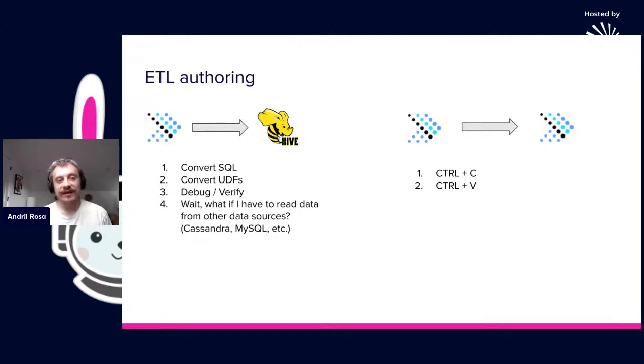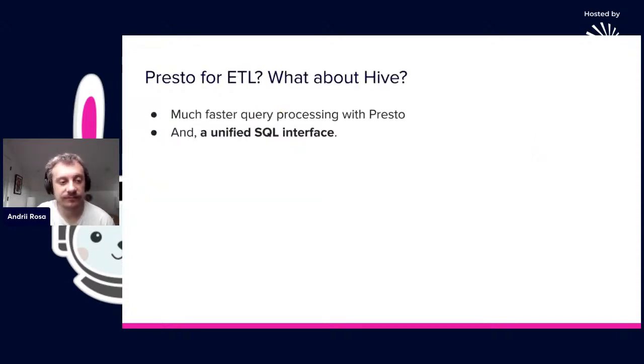So the solution of running the scheduled batch jobs in Presto came out pretty naturally, because the only thing you need to do is copy your interactive query, paste it into a batch scheduling tool, and you're pretty much done. So basically the second, not less important reason for running ETL in Presto was a unified SQL interface for both interactive querying and batch processing.